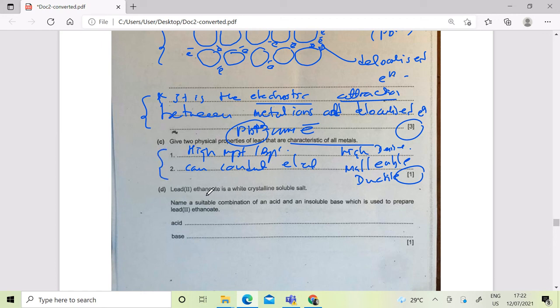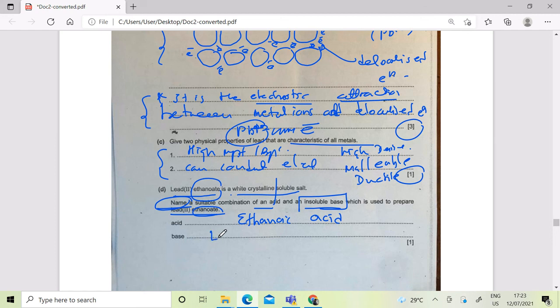Lead(II) ethanoate is a white crystalline soluble salt. Name a suitable combination of an acid and insoluble base, that means oxide, which is used to prepare lead(II) ethanoate. You know, ethanoate is from ethanoic acid. Name is asking. Acid will be ethanoic acid, because in order to get ethanoate, you need to have ethanoic acid. And base should be lead oxide.